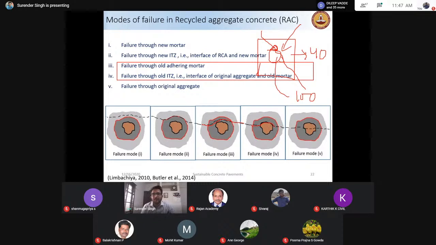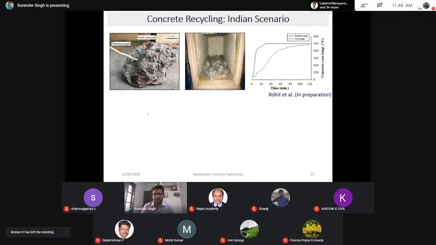And if you are increasing the cement, you want the crack to go through the new cement, because I can handle this new cement. I can handle the mix design, but it is not happening. That is the reason we are not able to fully utilize recycled concrete aggregate. But no problem, we came with a solution. What solution? We know the chemistry of concrete.